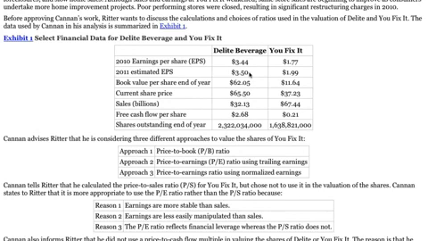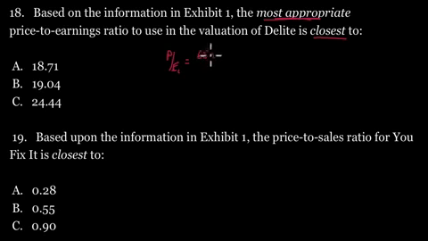So we're going to use a forward PE, and we're going to use $65.50 divided by $3.50. That will give us 18.714. Do we see that somewhere? There we go, 18.71. 19, based upon the information in Exhibit 1, the price-to-sales ratio for YouFixit.